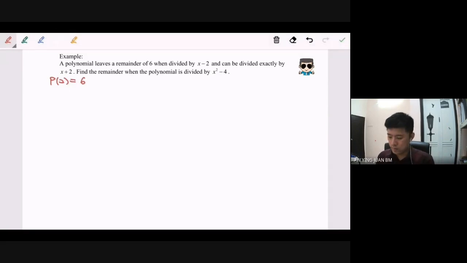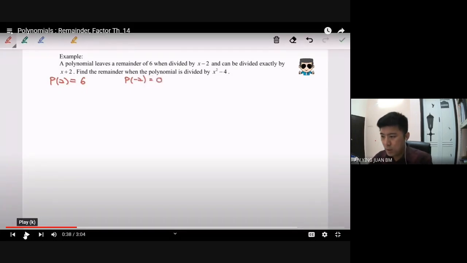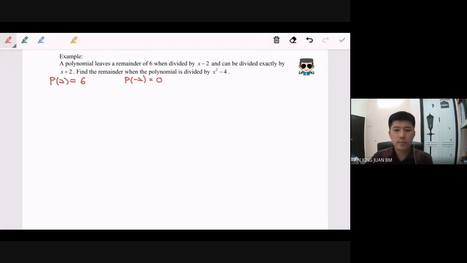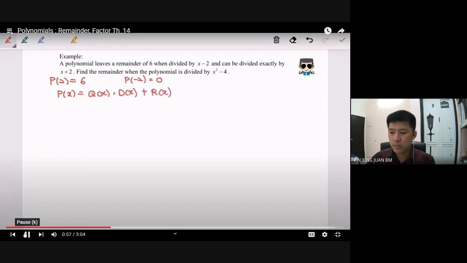And the expression or the polynomial can be divided exactly by x plus 2. Exactly means that the remainder will be equal to 0 if I substitute negative 2. So this is the factor theorem. Divided exactly, or divide completely. Okay, that's two things. In this case, the expression for the polynomial is not given. So from here, we know the format will be P(x) equals Q(x) multiplied by D(x) plus R(x). So this is the second standard form.